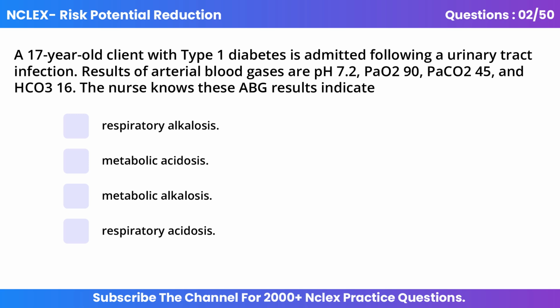Question 2. A 17-year-old client with type 1 diabetes is admitted following a urinary tract infection. Results of arterial blood gases are pH 7.2, PaO2 90, PaCO2 45, and HCO3 16. The nurse knows these ABG results indicate. B. Metabolic acidosis.